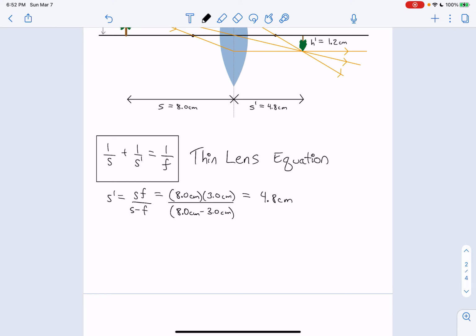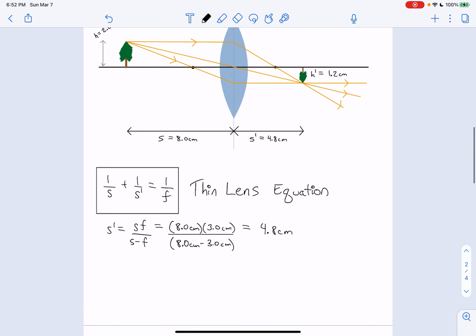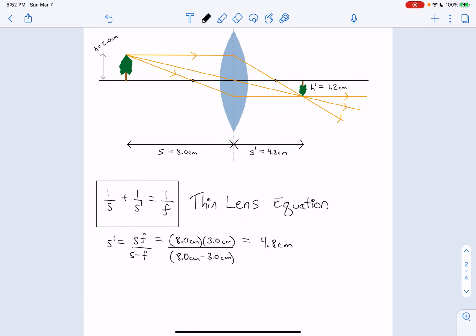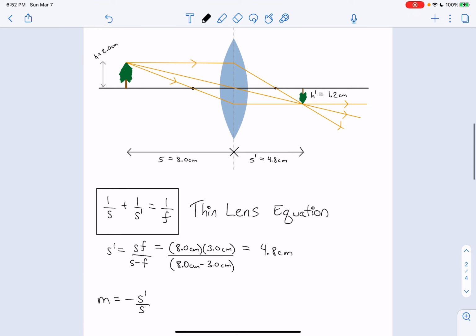Okay. Now the other thing that we want to know is what is that height? And there's going to be 2 steps here. Step number 1 is to get the magnification factor. And the magnification factor here is going to be M is equal to minus S prime over S. So the ratio of the distances here is going to give us the magnification factor, so the factor difference between the object and the image.